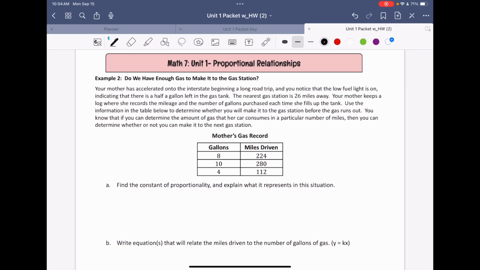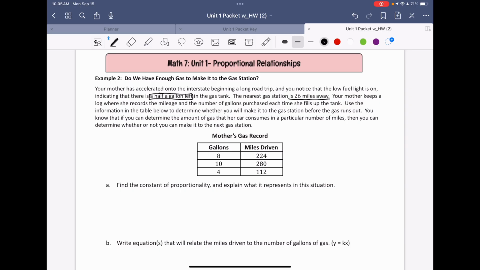It says, do we have enough gas to make it to the gas station? Your mother has accelerated onto the interstate, beginning a long road trip, and you notice that the low fuel light is on, indicating that there is half a gallon left in the gas tank. The nearest gas station is 26 miles away. Your mother keeps a log where she records the mileage and the number of gallons purchased each time she fills up the tank. Use the information in the table below to determine whether you will make it to the gas station before the gas runs out.